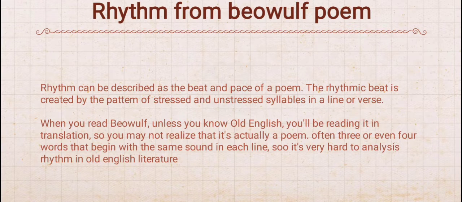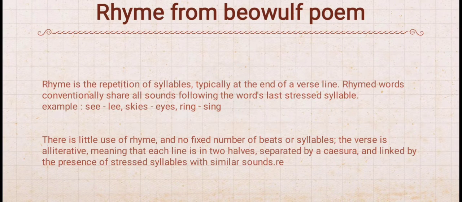Rhythm can be described as the beat and pace of a poem. The rhythm beat is created by the pattern of stressed and unstressed syllables in a line of verse. When you read Beowulf, unless you know Old English, you'll be reading it in translation, so you may not realize that it's actually a poem. Often 3 or even 4 words begin with the same sound in each line, so it's very hard to analyze rhythm in Old English literature.